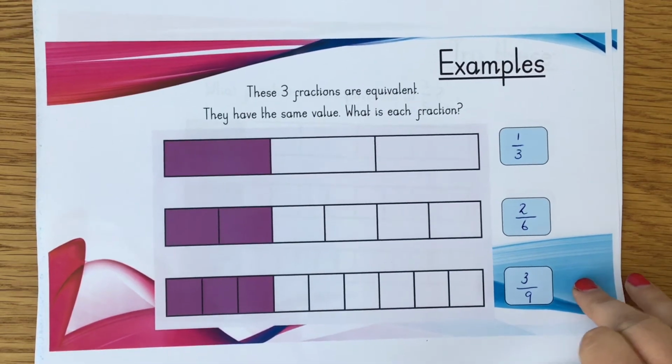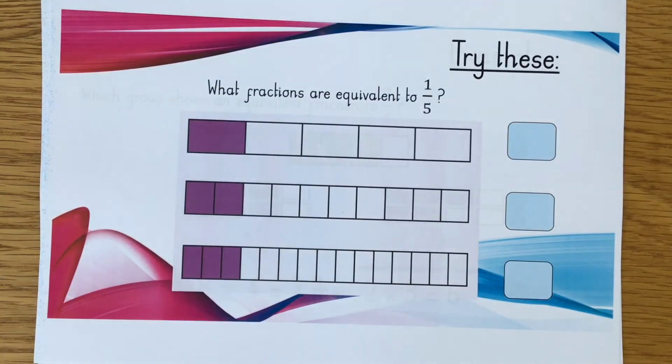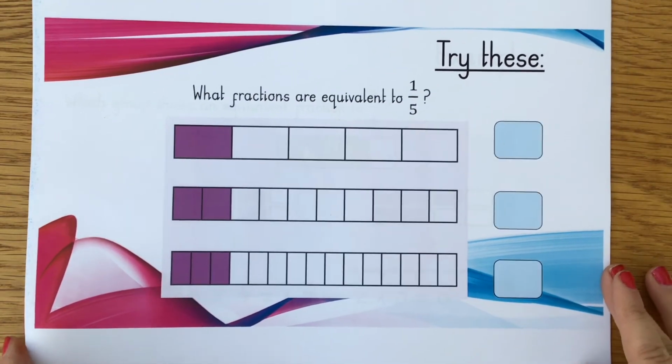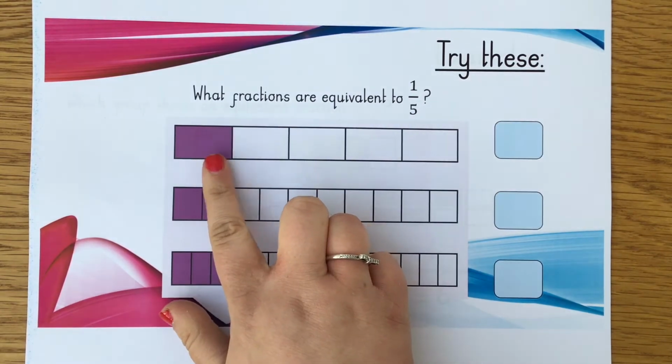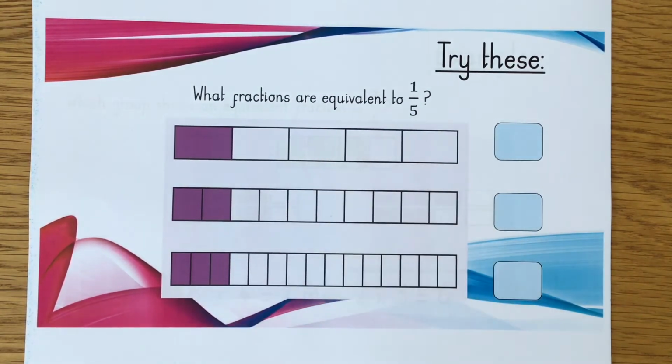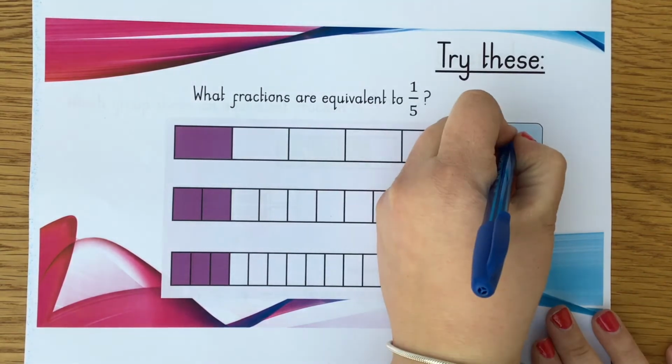Okay, I wonder if you can have a go now at identifying the fractions that are equivalent to 1/5. You may want to pause the video now and have a go. Let's see what you got then. So, nice simple start. I've got 1 shaded and I've got 5 parts in total. So I've got 1/5.